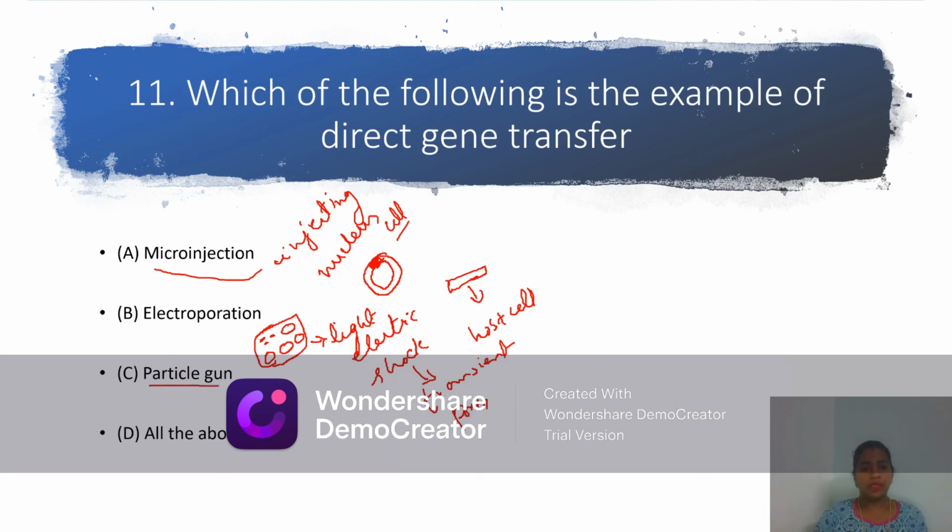Particle gun. Here also the same thing. What is the particle gun? The particle gun is a method of coating the gene or the DNA of interest into the bullets and bombarding it into the cell. That is the particle gun. So here we can choose option D because it includes everything, all of the above. Fine, understand?